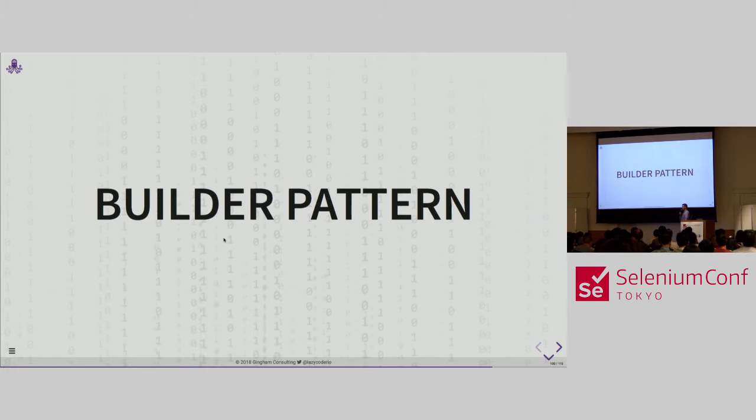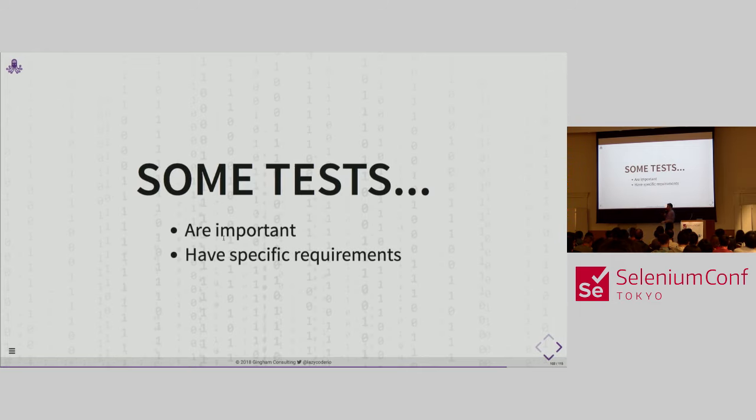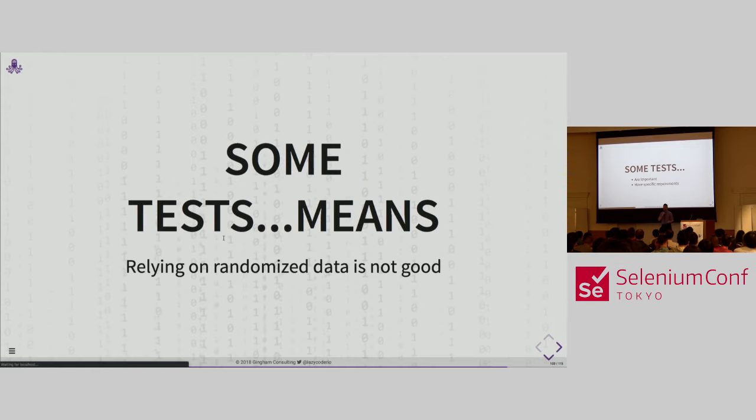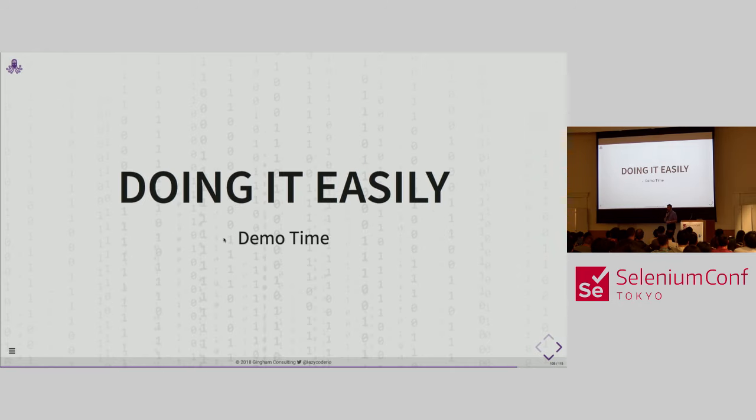Next up is the builder pattern, which allows you to create intricate objects easily. Some tests require very specific data going into the test. And instead of trying to reuse a user that was already created, it's better just to create a new one from scratch every single time. And we have to make sure it has the specific requirements to actually function as a test. So we're going to build the required objects with the specific requirements, and we're going to do it very easily.